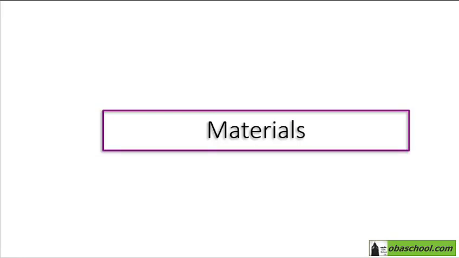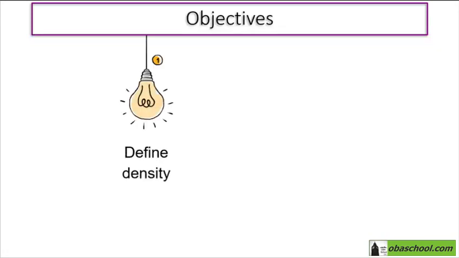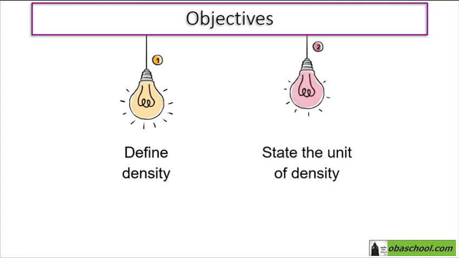Hello! Chapter 11 is entitled Materials, and it aims to define the different physical properties of matter. In the first part, we're going to define density and state its unit.